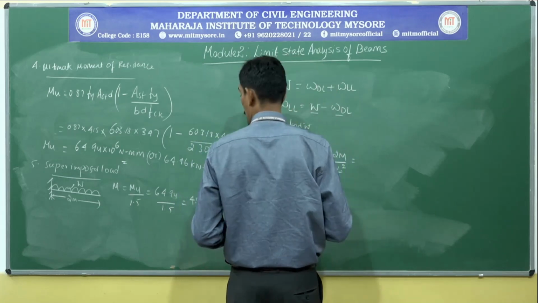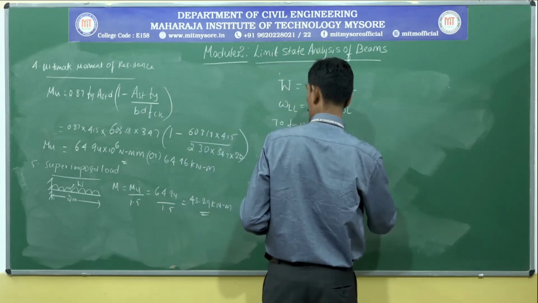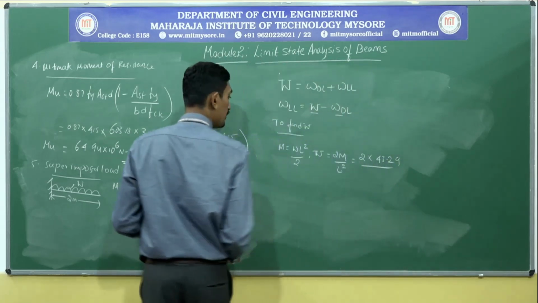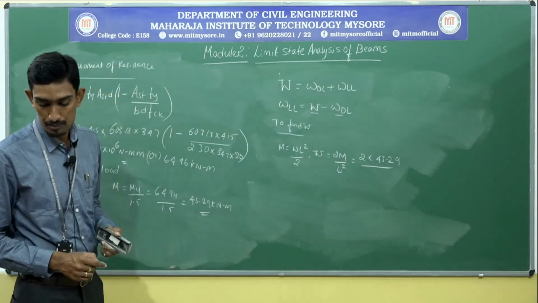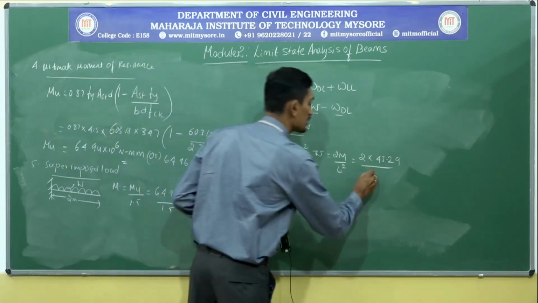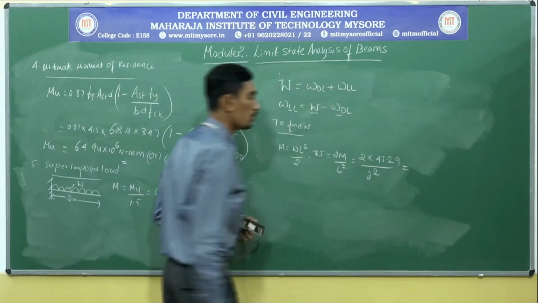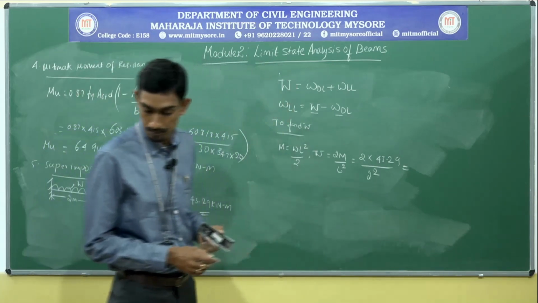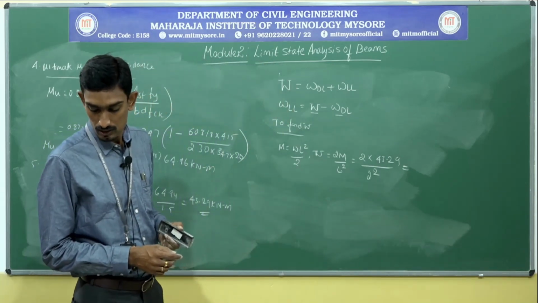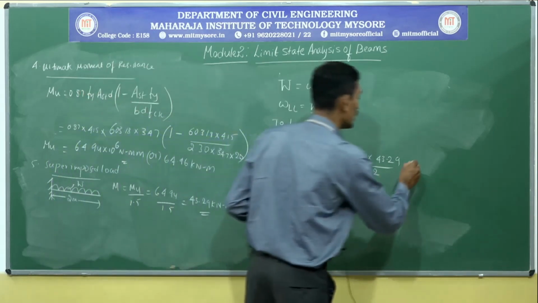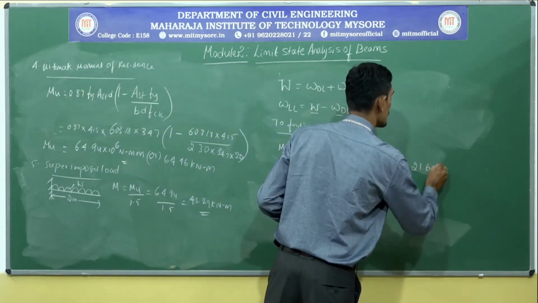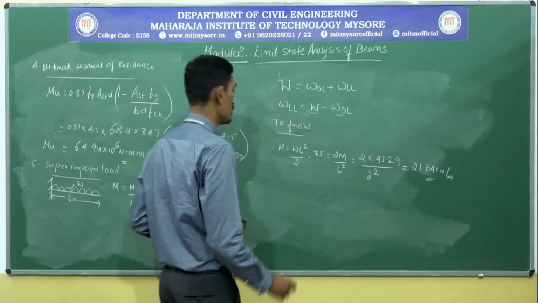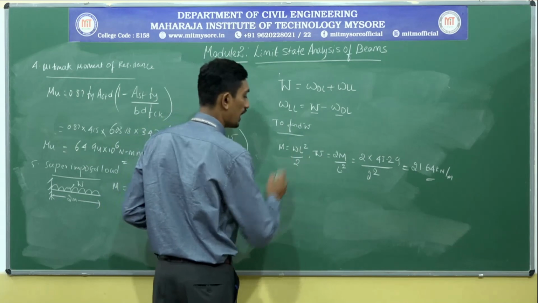Or effective span square, that is 2 into 43.29 divided by the span. The effective span is given as 2, squared. This works out to be 21.64 kilonewton per meter. So this is your W value.